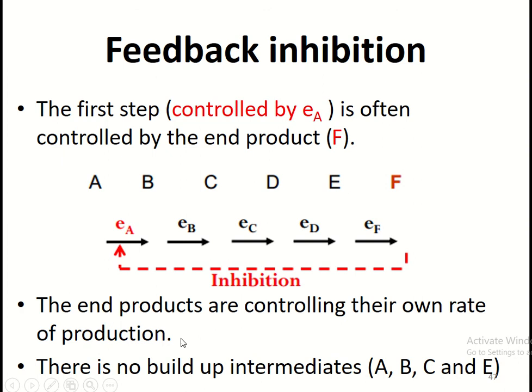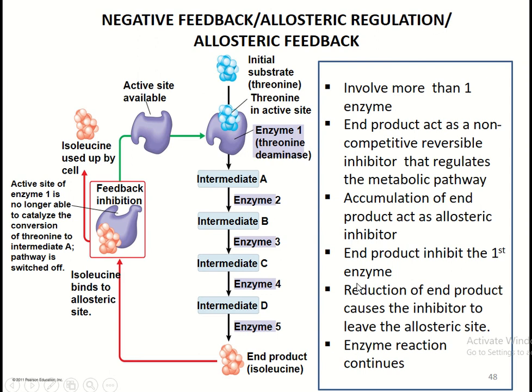Okay, so in conclusion, the end product controls its own rate of production, and there is no build-up of intermediates B, C, D, and E. Okay, this one is also similar. As I mentioned earlier, allosteric regulation, or negative feedback inhibition, always involves more than one enzyme.